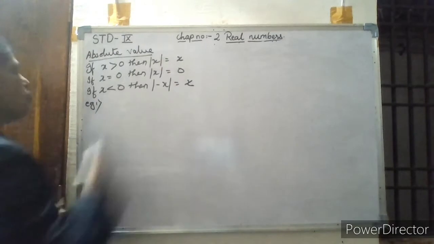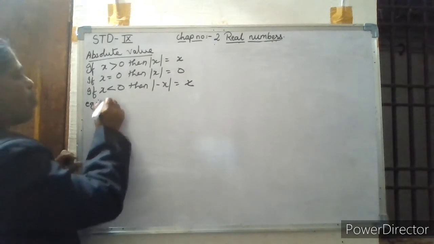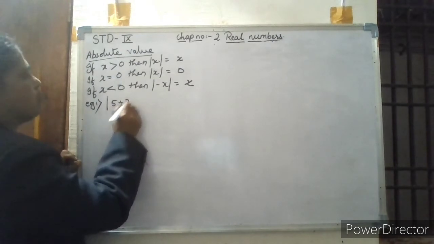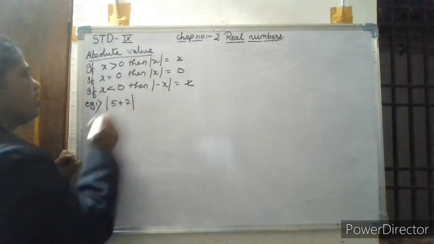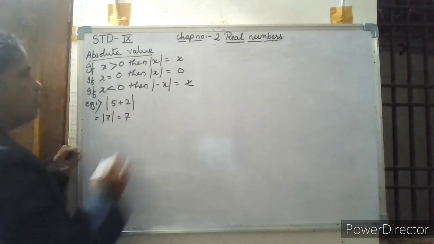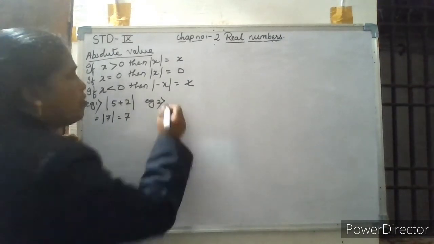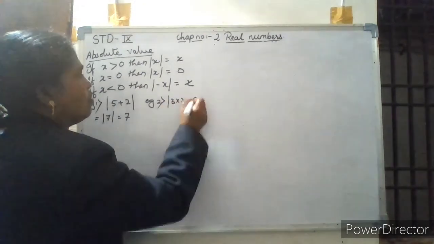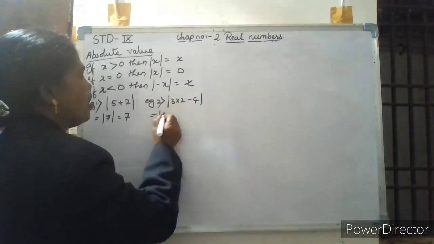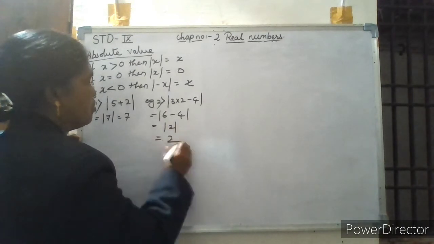For example, now if suppose absolute values are given in this form, that is absolute of 5 plus 2, then inside the absolute value only you have to add: absolute of 7 is equal to 7. Then example 2, suppose it is given as absolute of 3 into 2 minus 4. So then it is equal to absolute of 6 minus 4, that is equal to absolute of 2, and then it is equal to only 2.